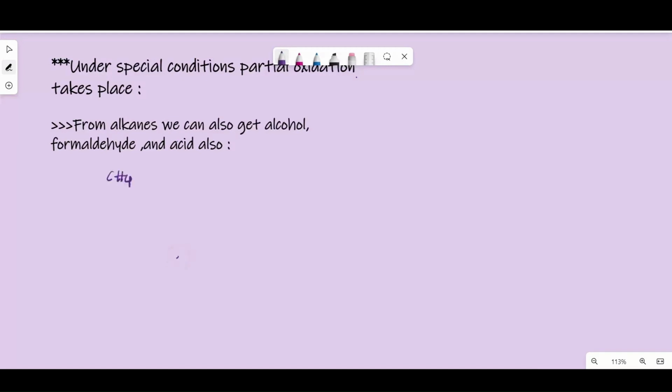If you take methane plus oxygen, you should remember these reagents here: copper in the presence of 500 Kelvin, at high pressure and high temperature. We will get alcohol, methyl alcohol, CH3OH. So in this way you should remember this. In the presence of copper and at high pressure and temperature, we will get alcohol from methane.